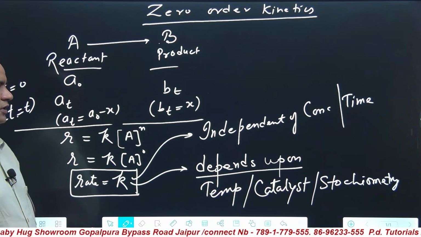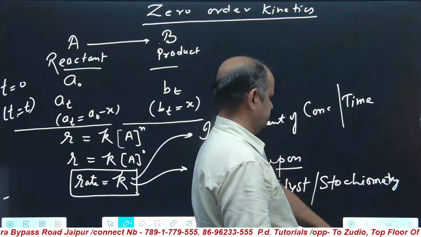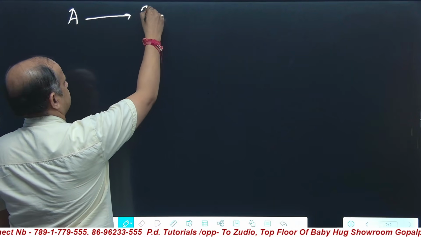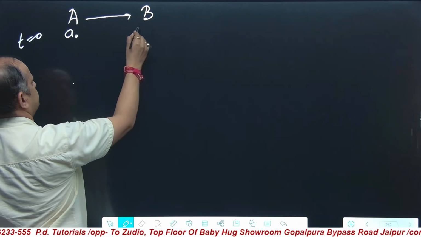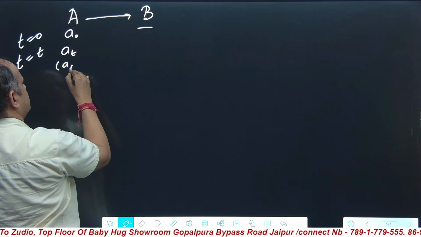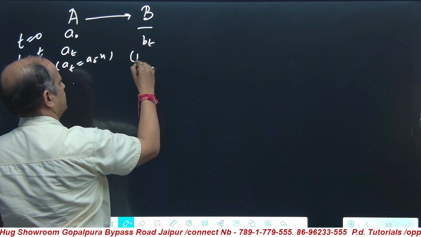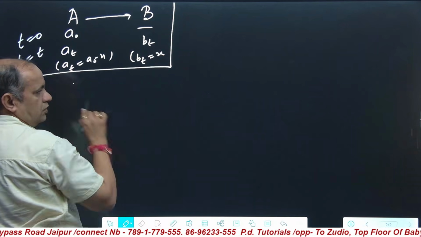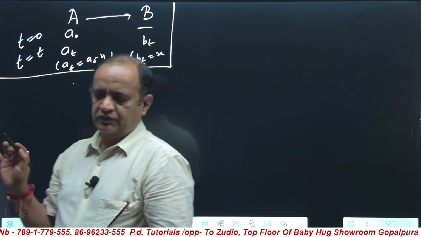Have you copied? If copied, let me change the page. So, A is the reactant, B is the product. At T equals 0, you have written A0. At T equals T, we have written At, and At equals A0 minus x, and here Bt is x. This is the basis on which we will study. We will derive the final equation.